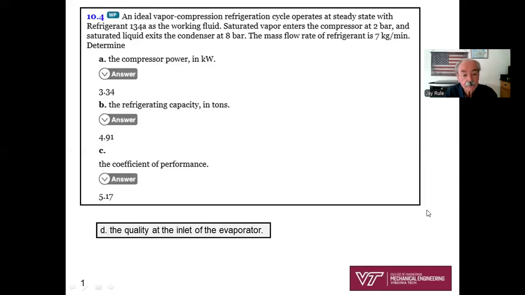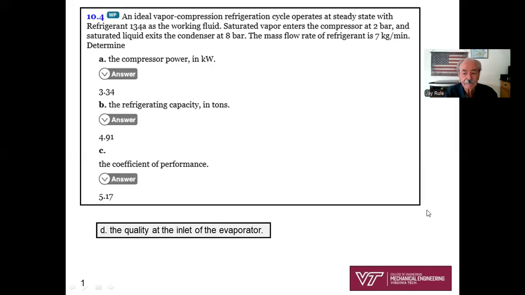4 things. Compressor power required. Makes sense. The refrigerating capacity in tons, whatever a ton is. Okay. The coefficient of performance. Reasonable question for a refrigeration cycle. And then finally, I've added another part D, the quality at the inlet of the evaporator. Now your head could be spinning and say, I don't understand any of that jargon.